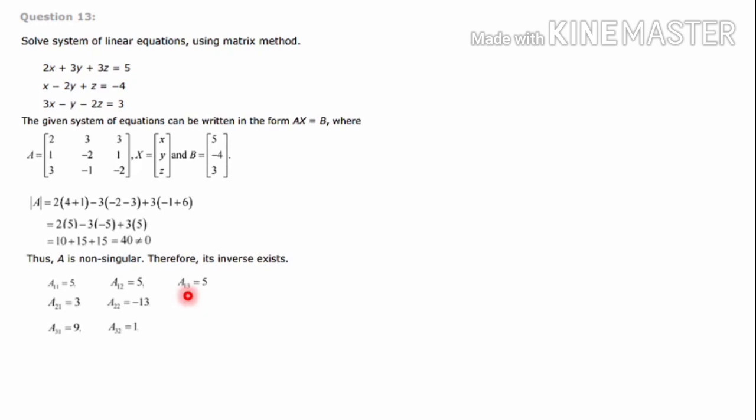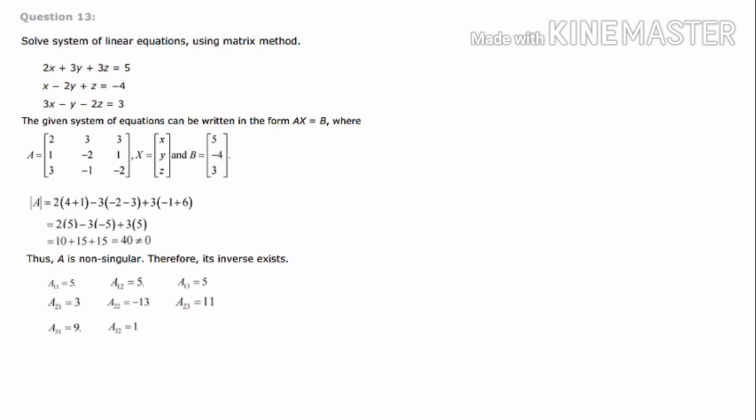Next we have to go for A13, that is the cofactor of the element 1, 3. First row, third element is 3. That row and column is gone. 1 into minus 1 is minus 1, minus into minus is plus, 3 into 2 is 6. So minus 1 plus 6 is 5. When you take 1 and 3, 1 plus 3 is 4. 4 is an even number, so the outside sign is plus. So the final answer is plus 5.